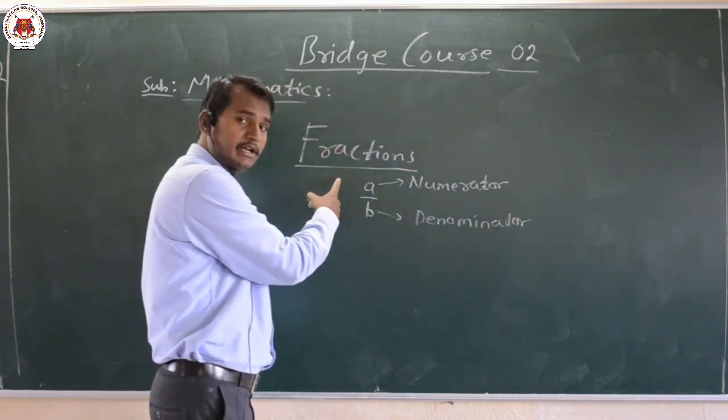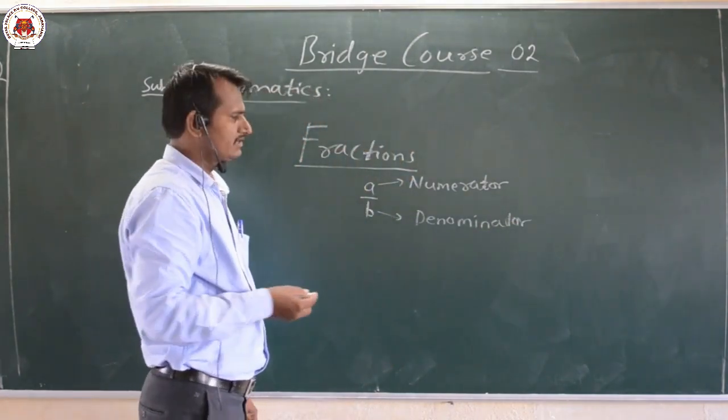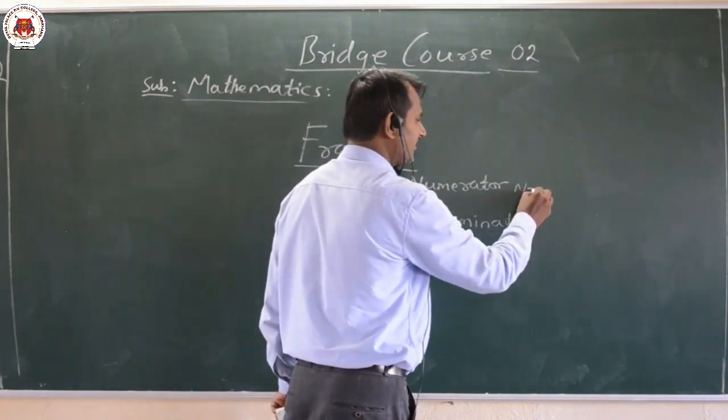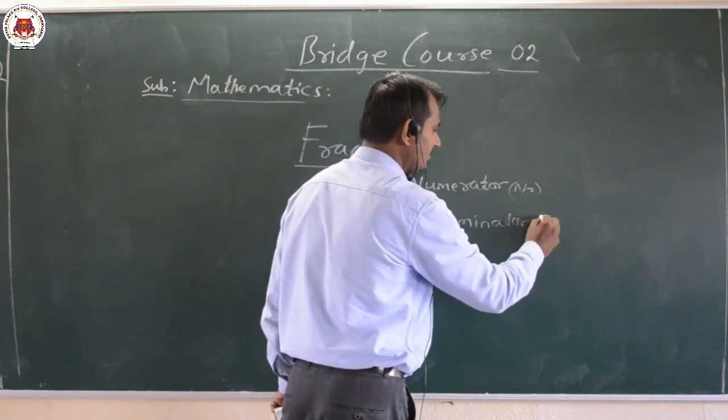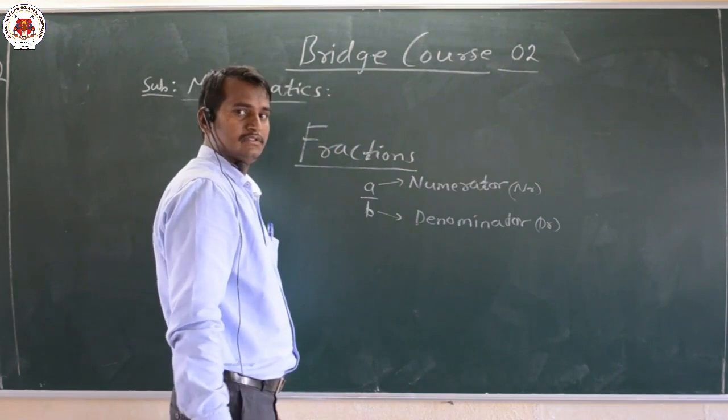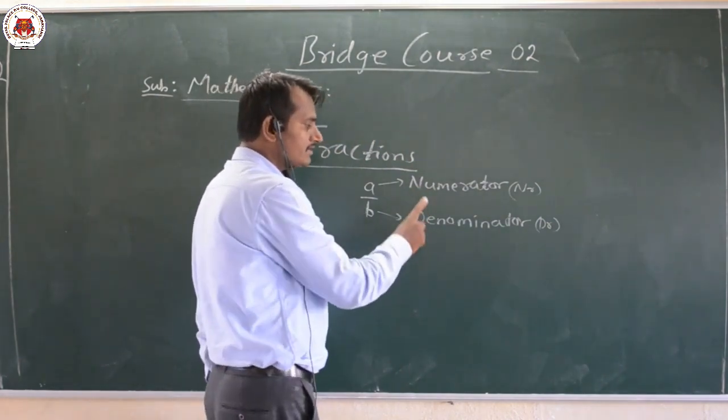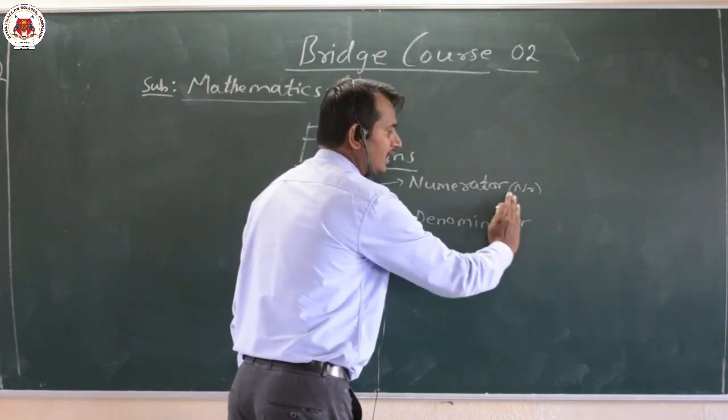Numerator divided by denominator. So simply we can also call it as nr and dr, numerator as well as denominator here.